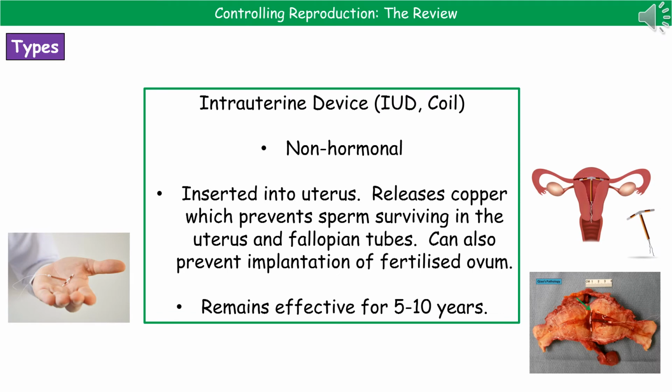Third type of contraceptive is the intrauterine device, or IUD. Some of you might have heard of it referred to as the coil. So again, this is a non-hormonal barrier method, and it's inserted into the uterus because what it then does is it releases copper. Now, the copper actually prevents the sperm from surviving in the uterus and the fallopian tubes. So it's also going to prevent the implantation of any fertilized ovums. This is going to remain effective for 5 to 10 years, at which point it'll then need to be removed.